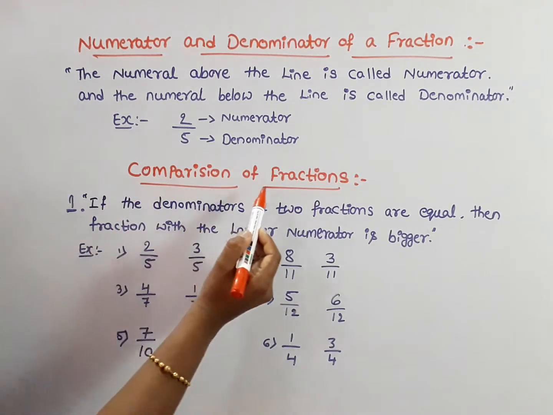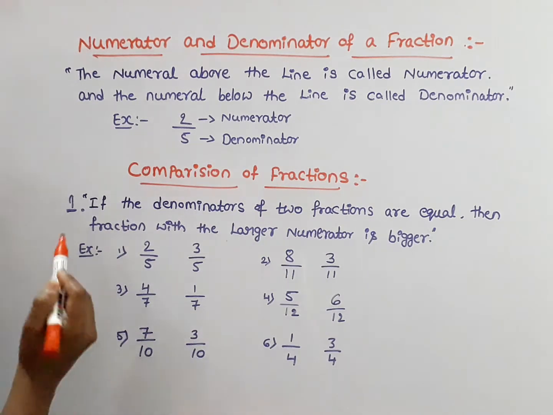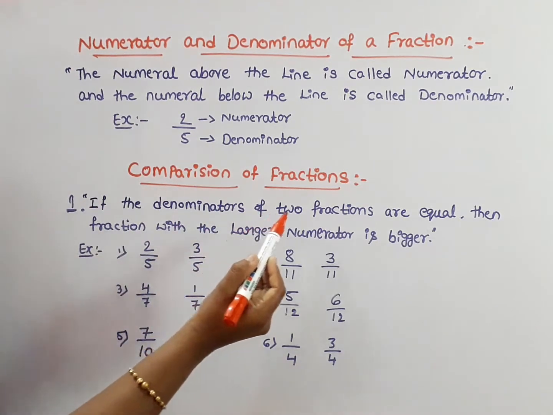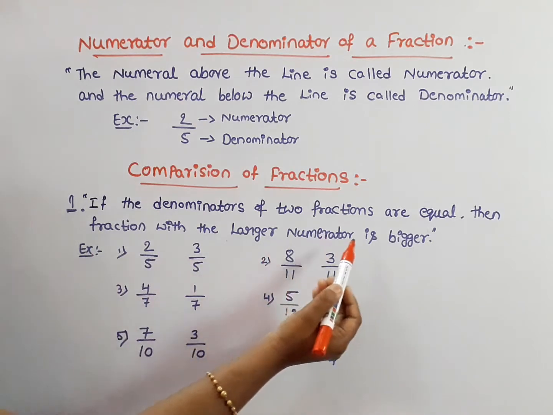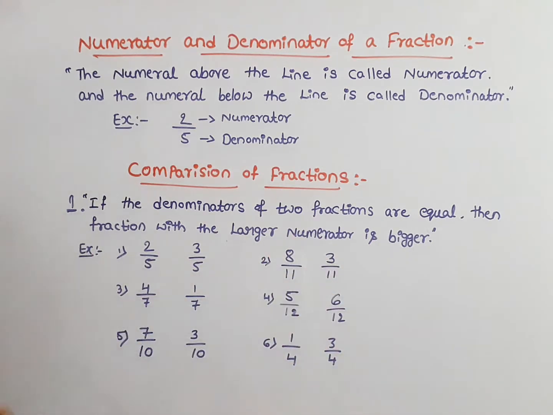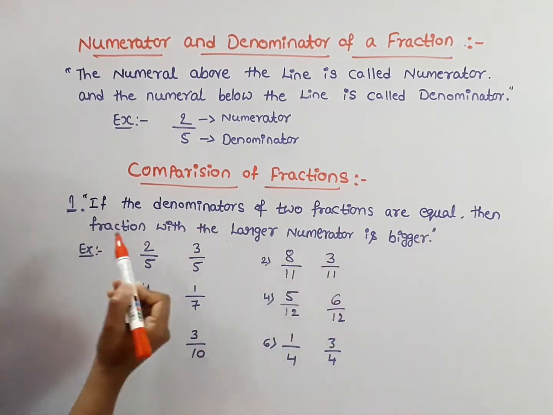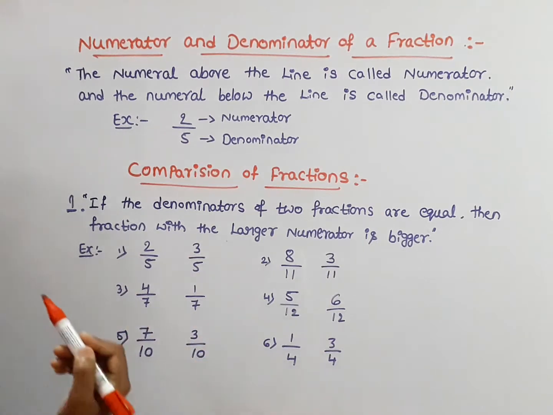Next, comparison of fractions. Here we need to remember 2 points. The first one is, if the denominators of two fractions are equal, then the fraction with the larger numerator is bigger. So here, if the denominators of two fractions are equal, then the fraction with the larger numerator is bigger. So here examples are there.